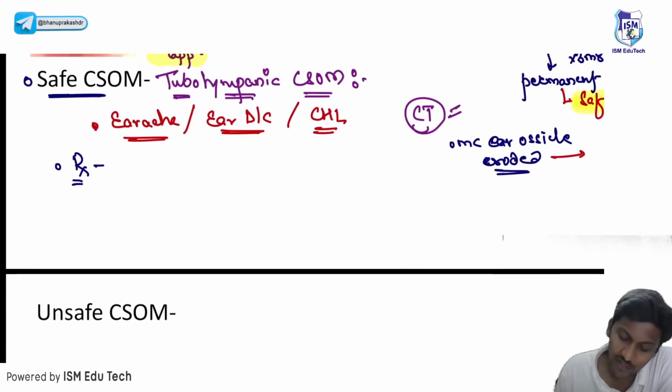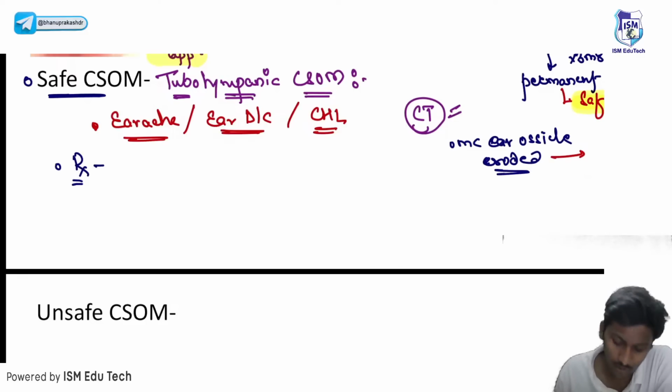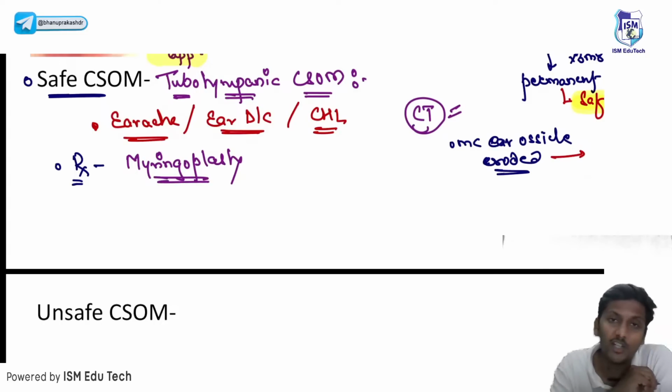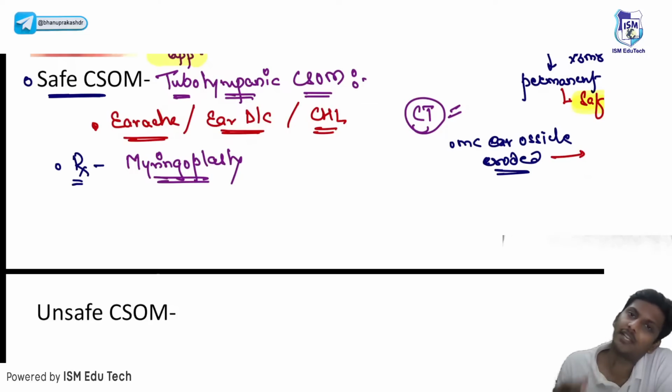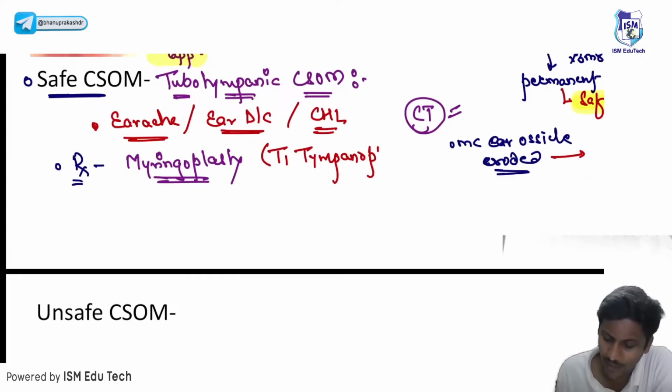Okay, so definitely, if the ear ossicles are completely safe, if they are not eroded, there is no problem in the ear ossicles, then only we need to repair the tympanic membrane, because the tympanic membrane has been ruptured. That is what is called myringoplasty. If the ear ossicles are absolutely fine, only go for a myringoplasty, that is repair or reconstruction of the tympanic membrane. It is nothing else but a type 1 tympanoplasty.